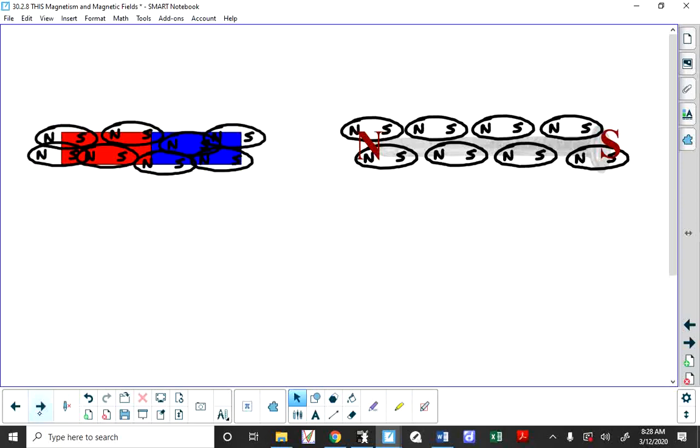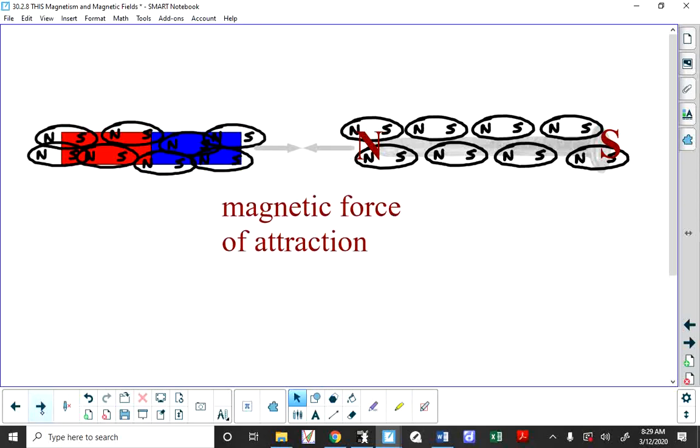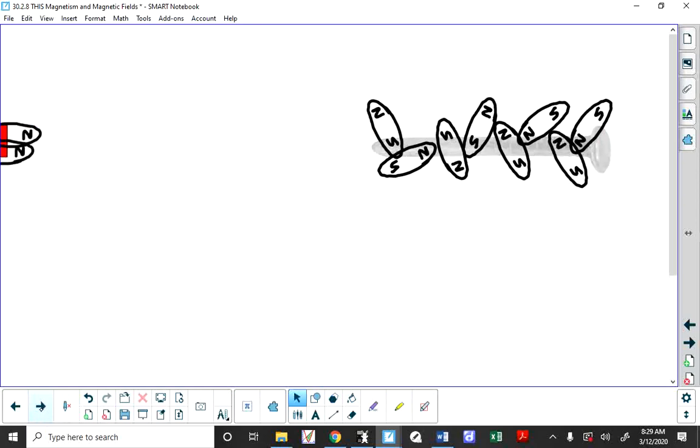Since the nail right now is a temporary magnet, and it has its north pole closest to the south pole of the magnet we brought in to this region of space, there is going to be a magnetic force of attraction. The south pole of the magnet will attract the north pole of the nail, which is a temporary magnet.